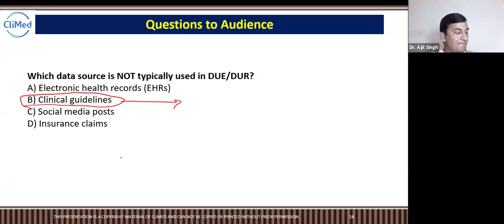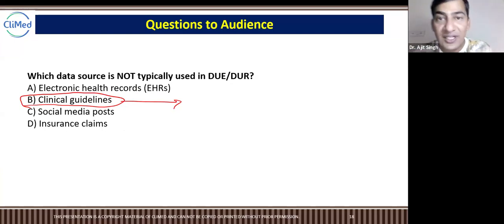Yes, guys. Can someone tell me? Yes, people. Tell me. Yes. Guys, help me: why and how do clinical guidelines help in DUR and DUE? Why are these the major data sources? I'm telling you, major data sources for DUE or DUR. Yeah, guys, come on.